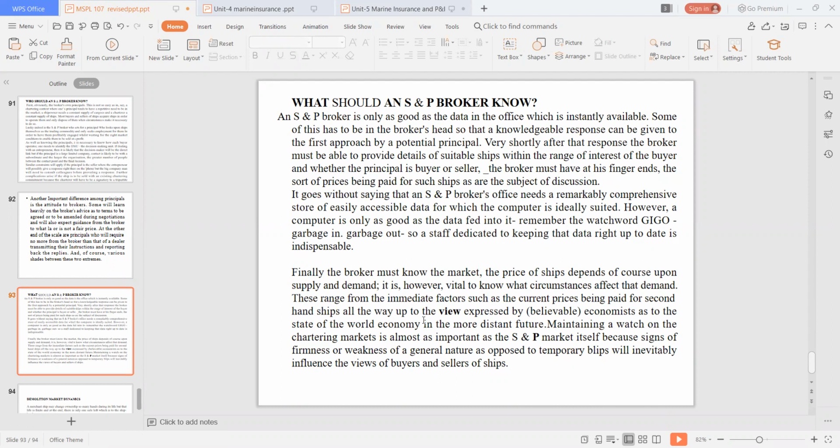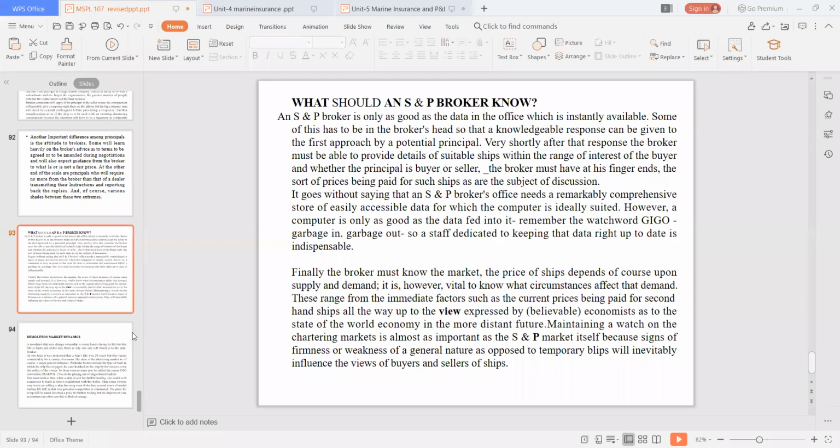To know the circumstances that affect the demand, what the demand will be affected by, he should know all these things. Almost the important S&P market itself, because signs of firmness or weakness of a general nature, though supposed to be temporary blips, inevitably influence the views of buyers and sellers of ships.